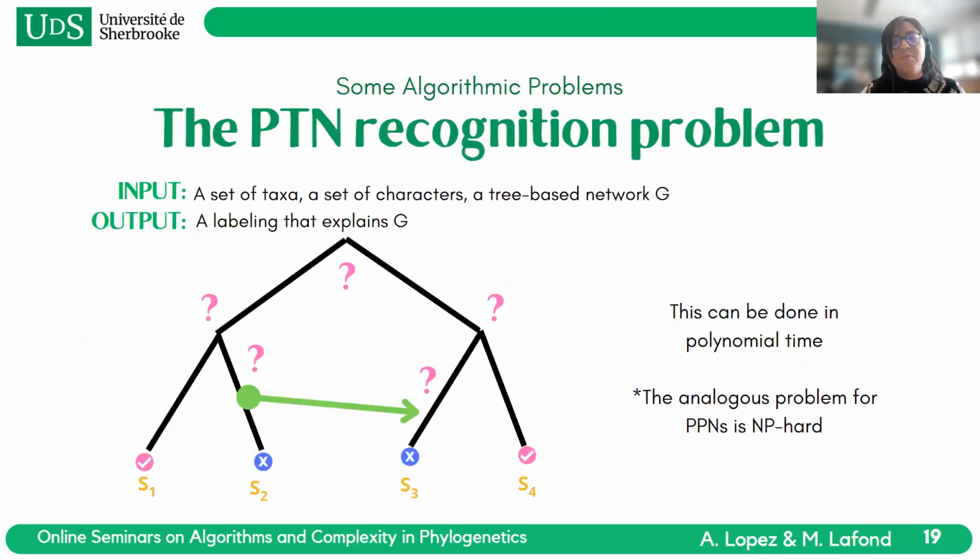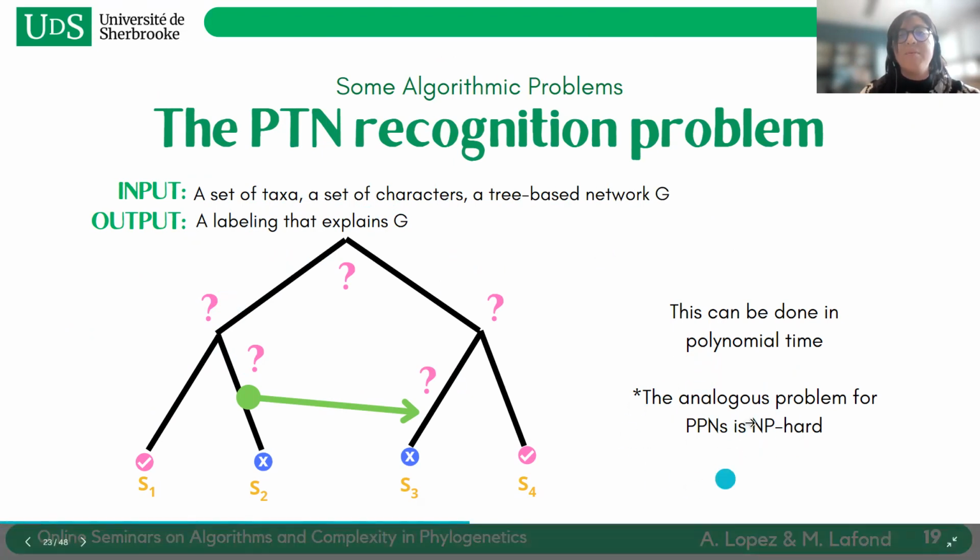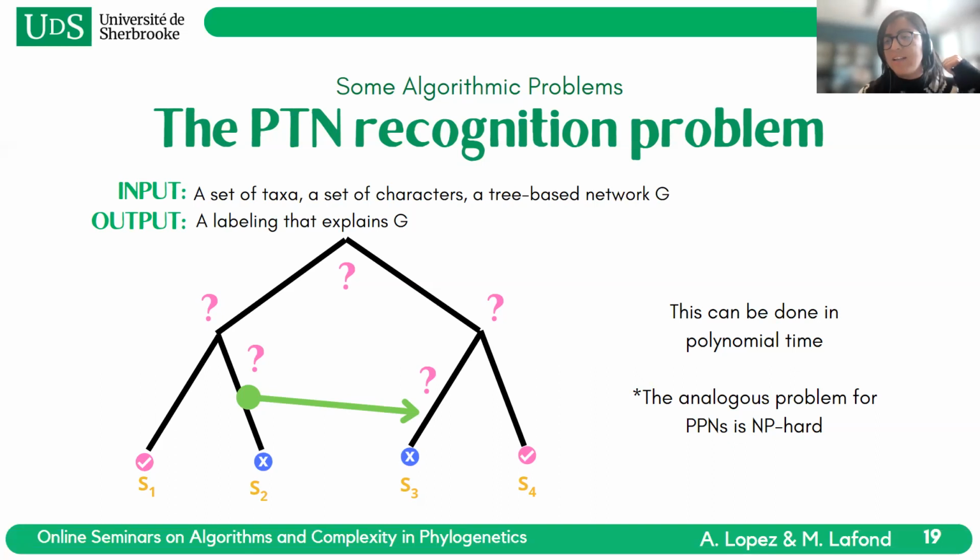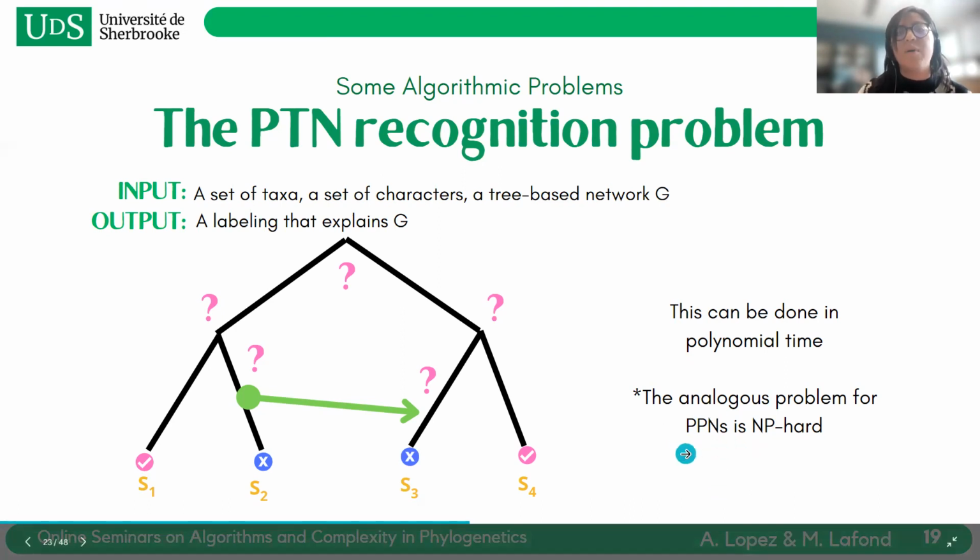So after defining our mathematical structure, we started thinking about its related algorithmic problems. The first that I would like to present is the PTN recognition problem, where given a set of taxa, a set of characters, and a tree-based network, we ask ourselves: can we find a labeling that explains this set of taxa? And the answer is yes. And this can actually be done in polynomial time, which is an important difference with the model that models the evolution of languages before, because for these PPNs, this problem is actually NP-hard.